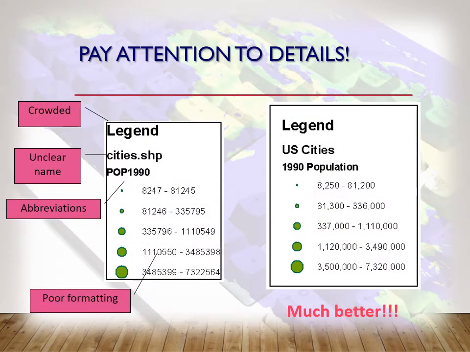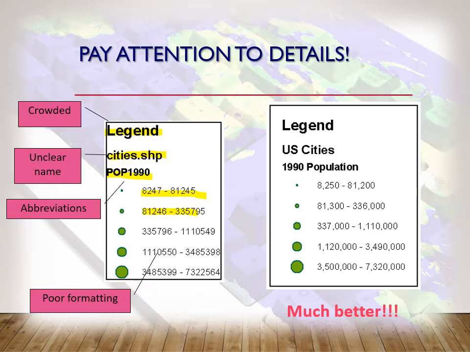Okay, remember when I said that the default for legends is really bad in ArcGIS? So what you're seeing here on the left is the default. So you might have a shapefile called cities.shp. And when you create a legend, the first thing is they put the word legend. They use whatever the file name is. They may use the attribute heading, and then they just use these numbers that you might want to put commas in here because they're kind of hard to read.